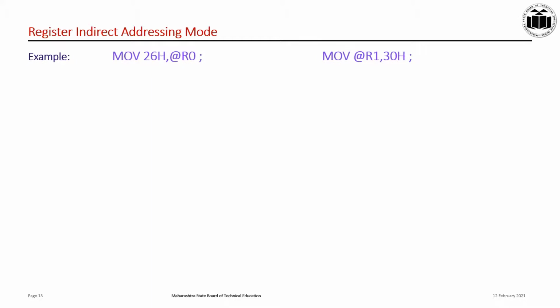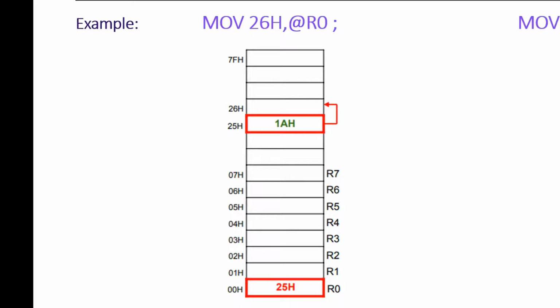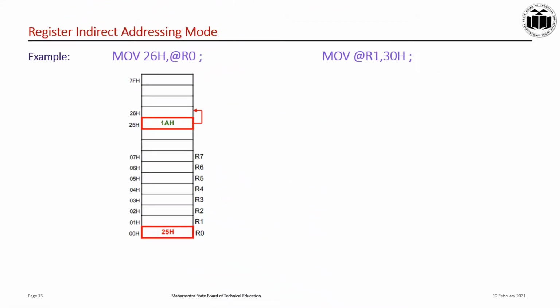MOV 60H, @R0. Here, @ sign is used in the instruction and placed before R0 to make this register a pointer. After the execution of this instruction, the content of memory location held by register R0, that is 25H, is copied to memory location 26H. Second example, MOV @R1, 30H.